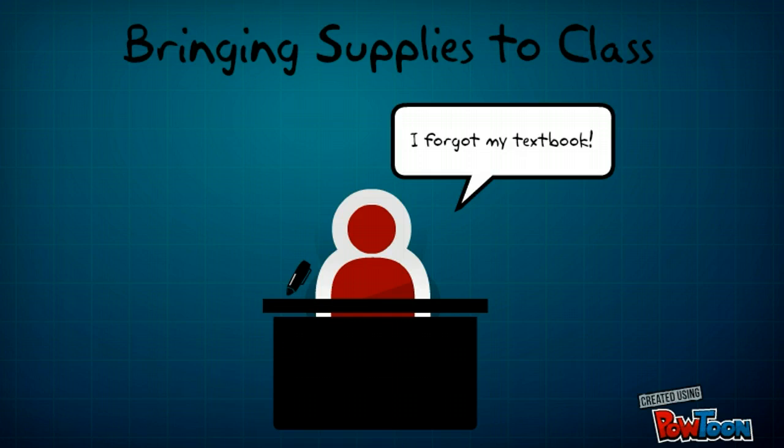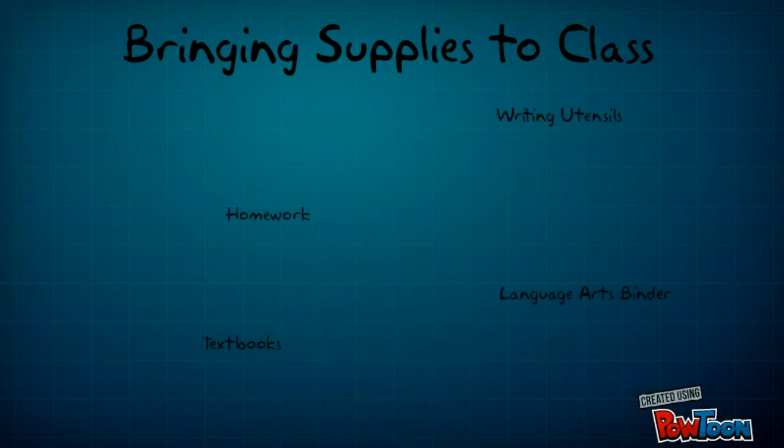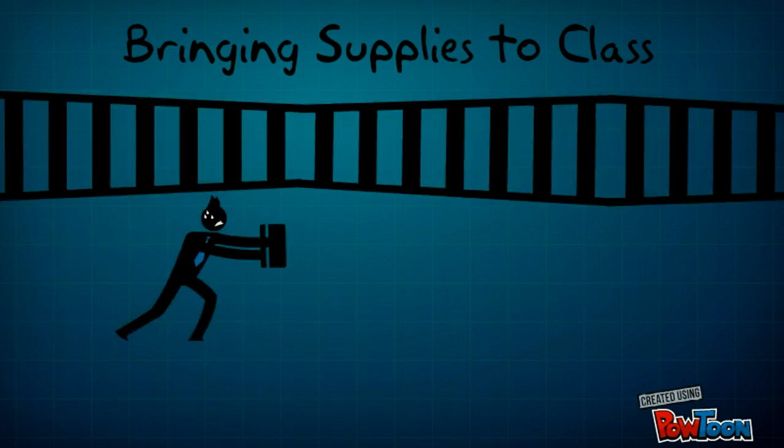In language arts class, this includes making sure that you have a writing utensil, your language arts binder, textbooks, and any homework that you may have. Not bringing supplies essential to class will result in a minor conduct. You may then go to your locker and get whatever item you are missing if it isn't possible to borrow from another student.